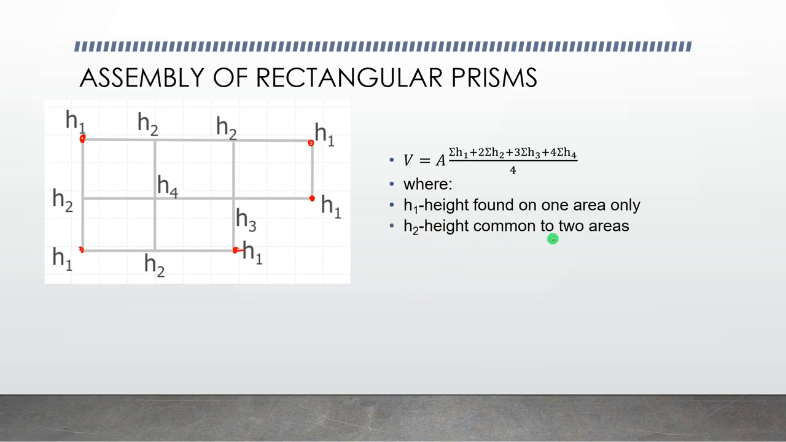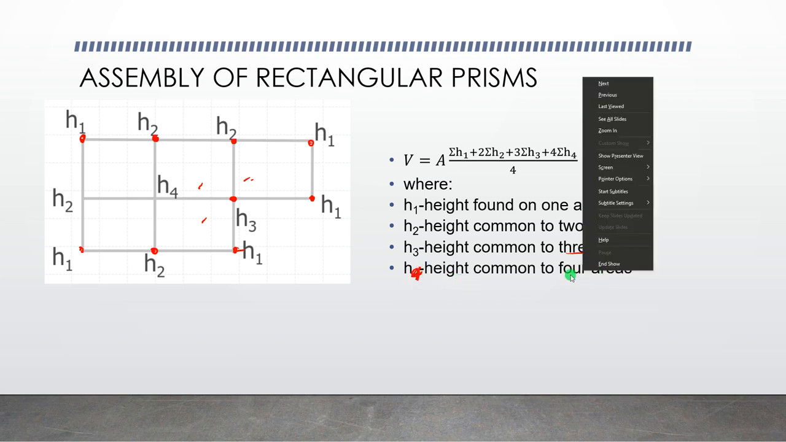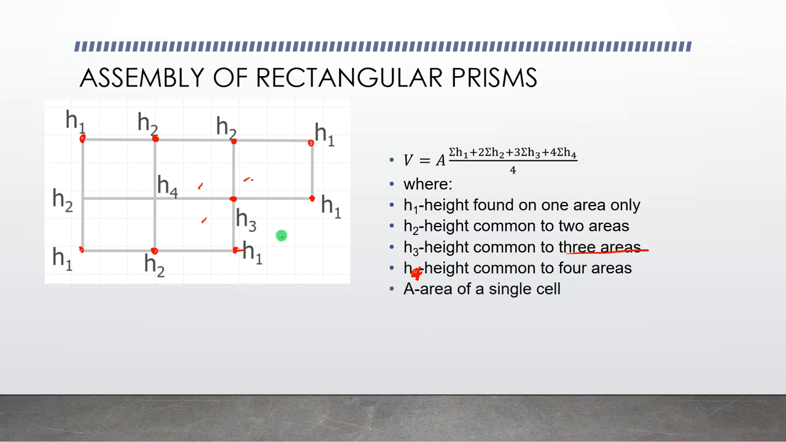H2, height common to two areas. This point right here has two areas. H3, height common to three areas. So this is H3 because it's common to these three areas here. While H4 is the height common to four areas. It's usually found at the middle where it has four areas. Area is the area of a single cell, not the whole area of the base. Area of a single cell only.